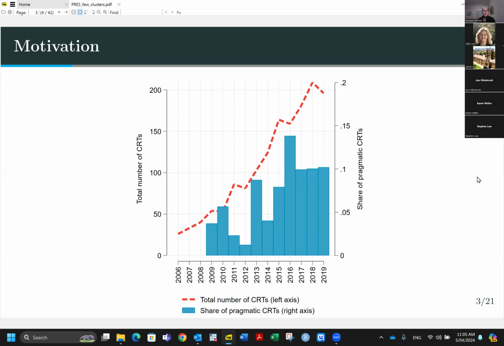So, back to the figure. The figure shows two time series. The red line shows there is a growing number of CRTs each year, and CRTs is just a clinical trial where randomization occurs at the cluster level. The other emerging time series shows that a growing share of those CRTs follows a pragmatic approach, and a pragmatic approach, loosely speaking, can be understood as a very messy clinical trial.